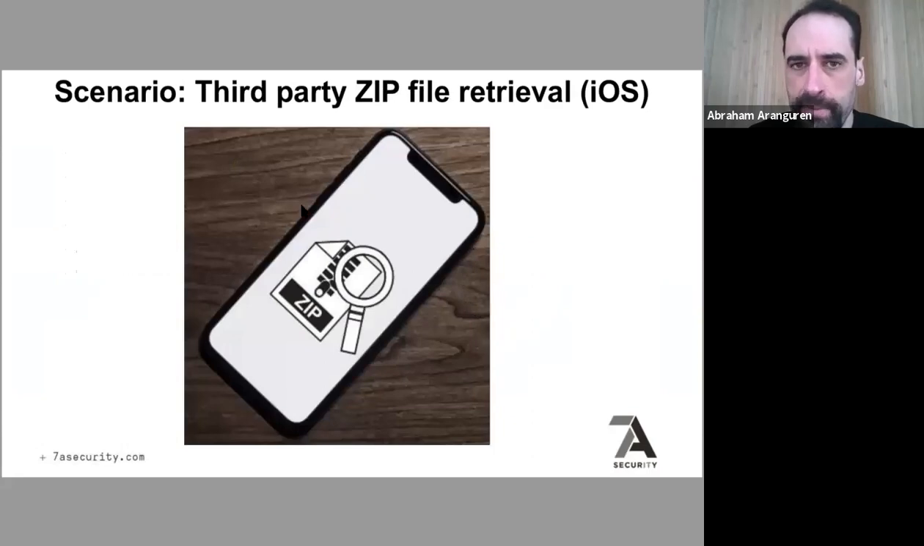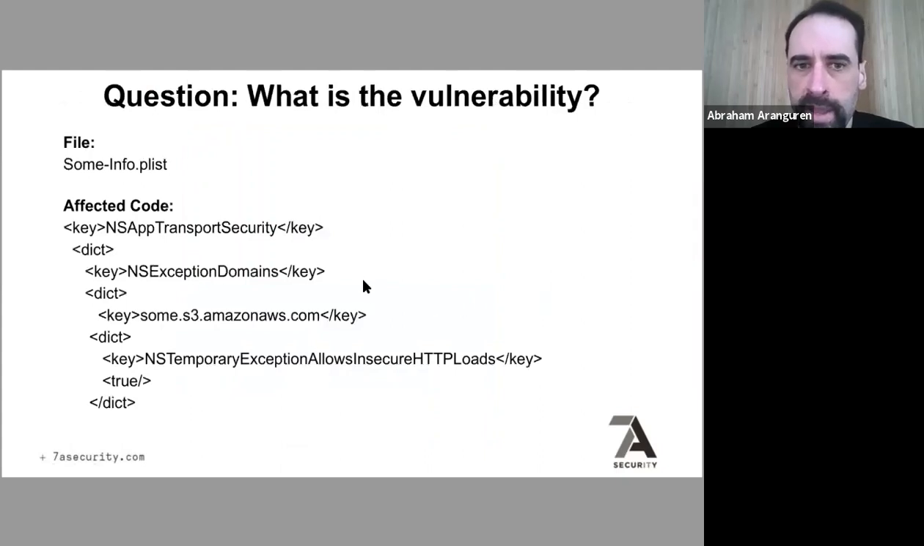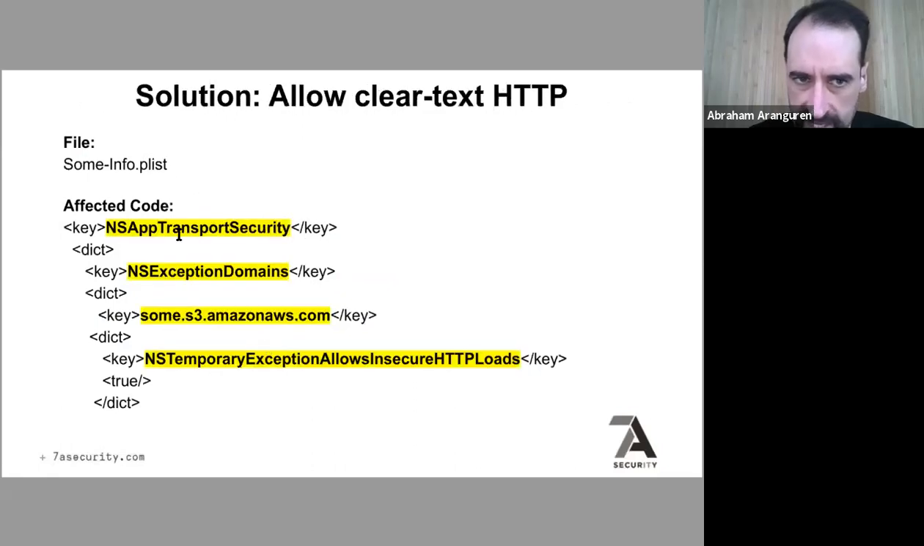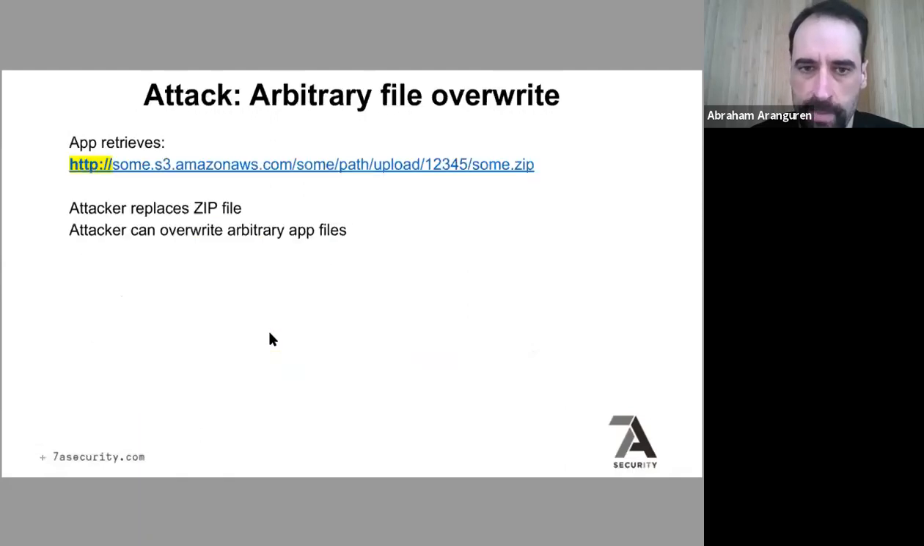And now a very similar example would be what happens if a third party library you're using is retrieving a zip file over clear text HTTP, right? In iOS, you can see this in ATS. ATS is App Transport Security, which is enabled by default since iOS 9, so for a few years already. In this case, we can see in the Info file that we have an exception, right? We have App Transport Security, there's an exception domain, so a domain where SSL is not required, and this is saying a temporary exception allows insecure HTTP loads set to true. So basically this is allowing clear text HTTP to some S3 domain, right?